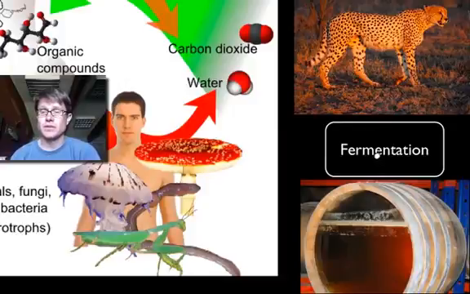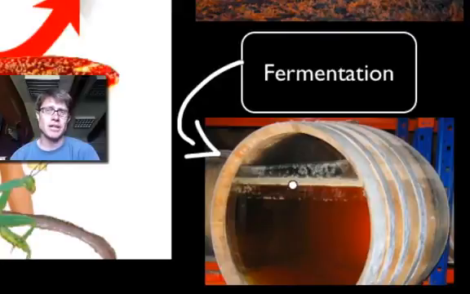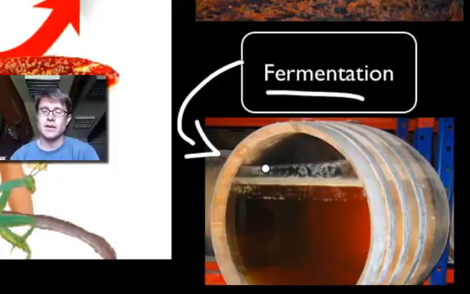Another example of that is, what if you don't have oxygen? Well, you can use a process called fermentation. And so this is how wine is made. It's a barrel that they've actually cut in half. And so these are yeasts that would die because you're not letting them get any oxygen, but they can actually do alcoholic fermentation to survive until they eventually die.